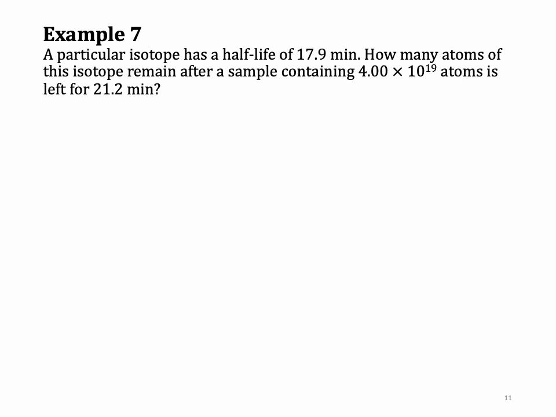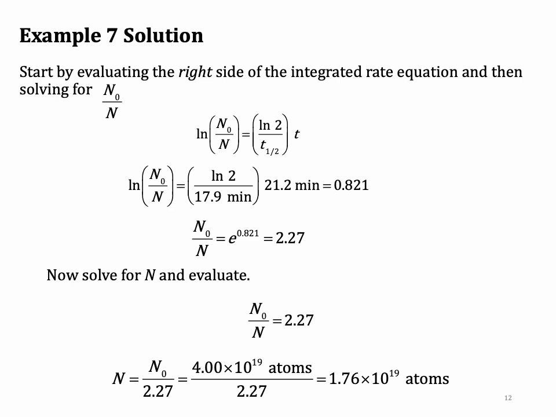For example, a particular isotope has a half-life of this. So this is the half-life. How many atoms of this isotope remain after a sample containing this many atoms is left for this much time? So this is t. A sample containing this many atoms, so this is my initial. The question is asking how many atoms will remain, which means it's asking what is happening finally. So I just have to solve for N this time. Again, the equation is still the same. You just have to rearrange the equation, plug in the values and do the math.